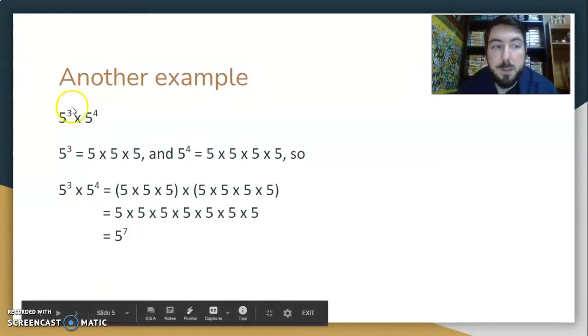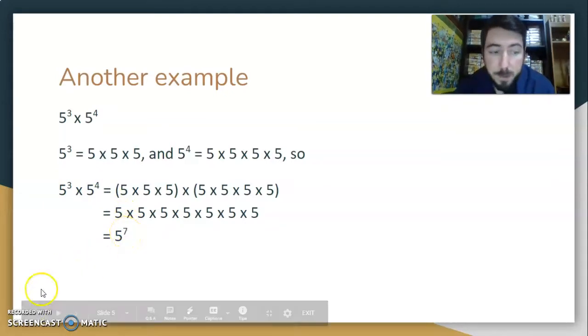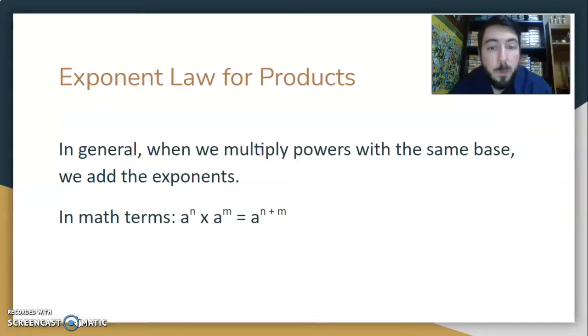Here's another example. 5 to the power of 3 times 5 to the power of 4. So 5 to the power of 3 is 5 times 5 times 5. 5 to the power of 4 is 5 times 5 times 5 times 5. When we put it all together, get rid of the brackets, keep multiplying across, we end up having 7 5s. So this one should look a little bit more obvious. The other one we had a 2 and a 4, and our answer had a 6. This one we have a 3 and a 4. The answer is 7. So the pattern is, when we multiply powers with the same base, we add the exponents together.